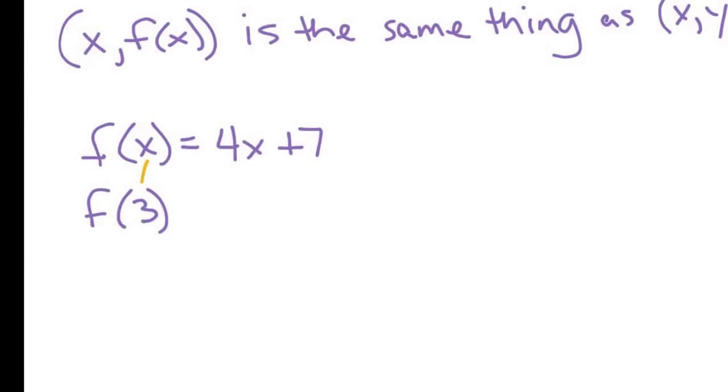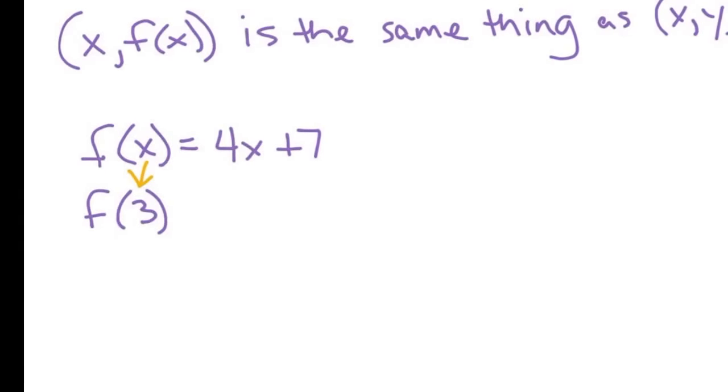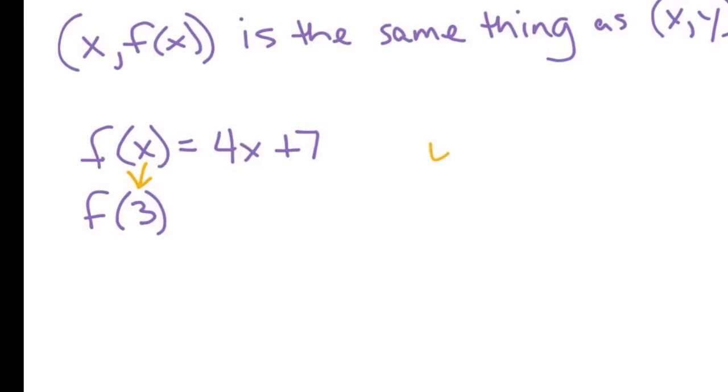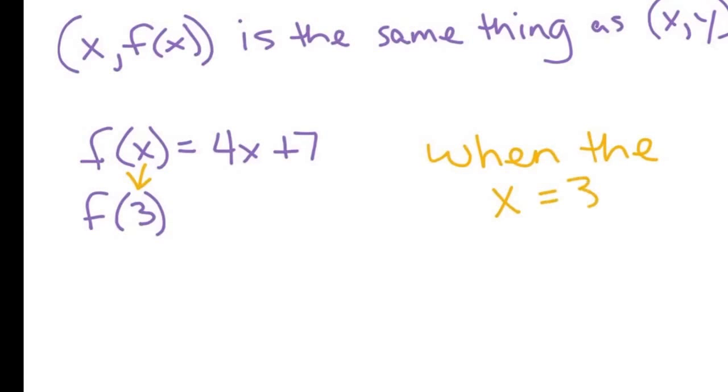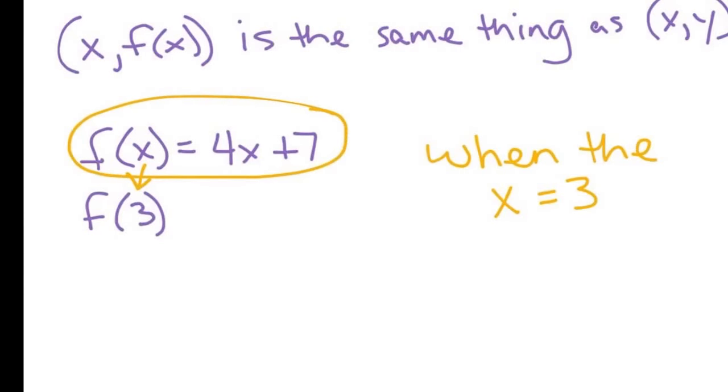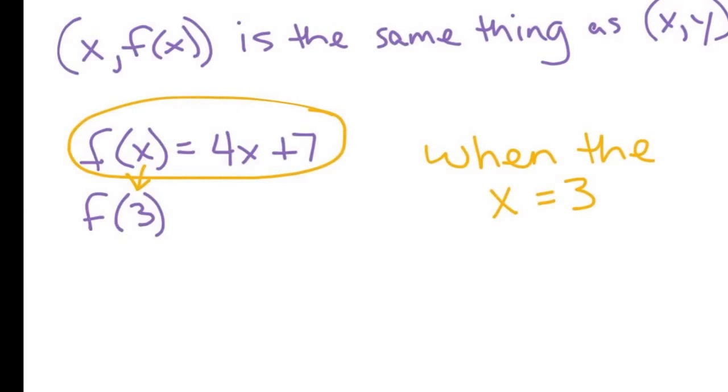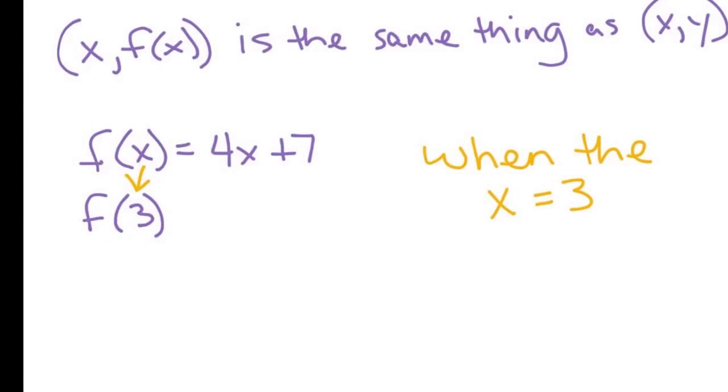We substituted a 3 where there was an x in our notation. That means right now we want to evaluate f of x when the x value equals 3. Okay? So here we have a general equation that's going to represent all the points on a graph. Here we're talking about one specific point on a graph. So let's go ahead and evaluate that.